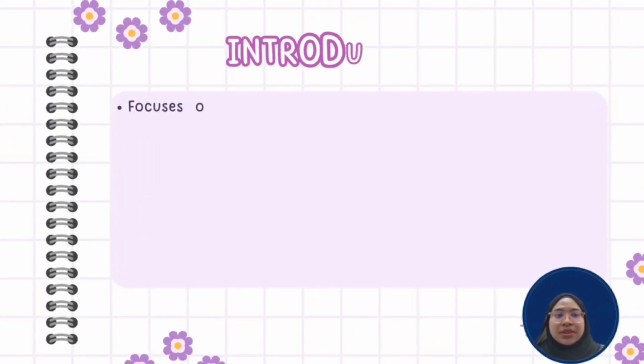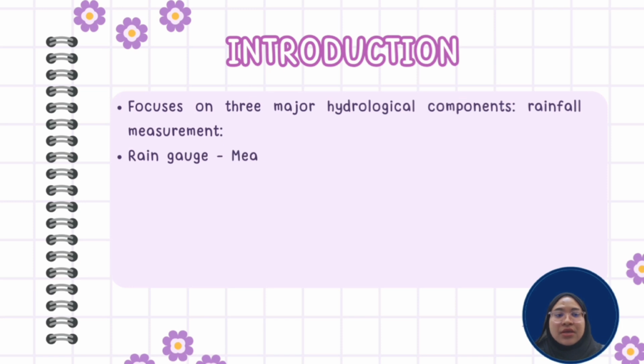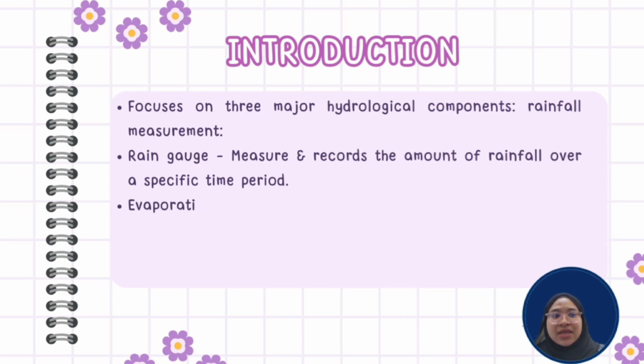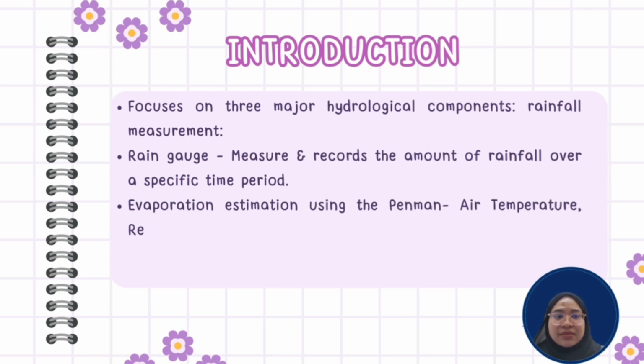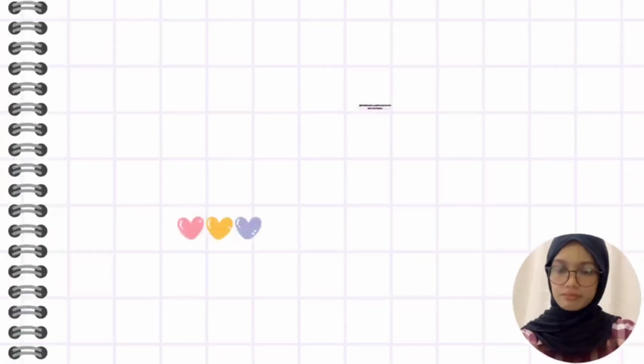I will introduce the introduction. We focused on the 3 major hydrological components, which are meant to record the rainfall measurement. The first step that we have in the field is the rain gauge, to measure and record the amount of rainfall over a specific time period. The second test is evaporation. This is estimated by using the Penman graph. So we take the data from the air temperature, relative humidity, solar radiation and wind speed. The last test is the infiltration rate, which is the water entering the soil surface and moving into the ground.